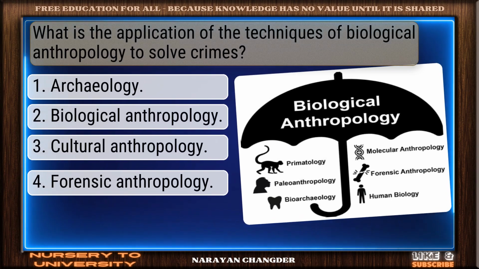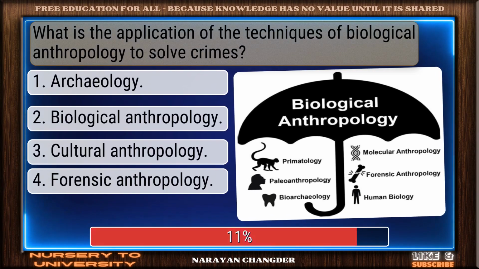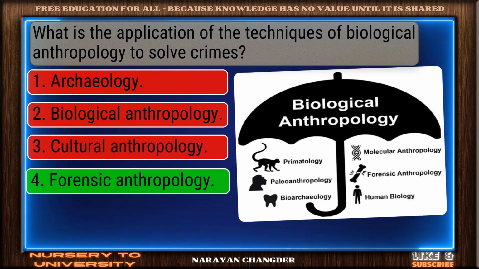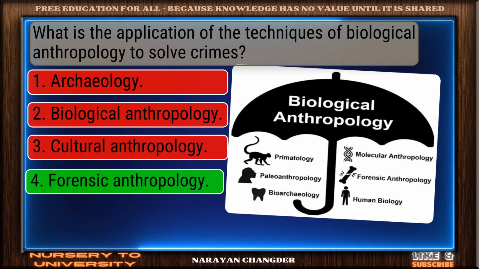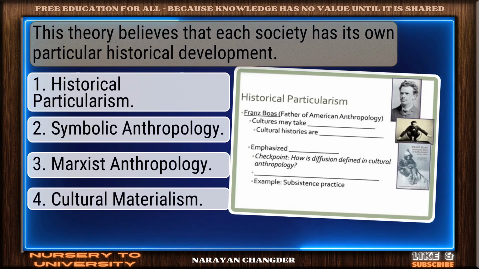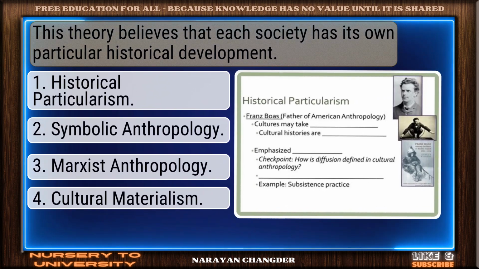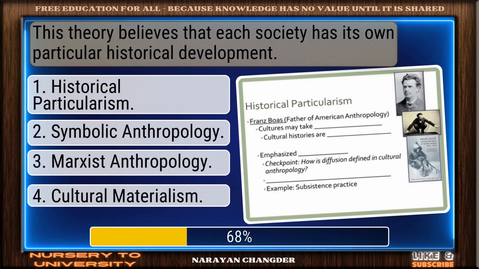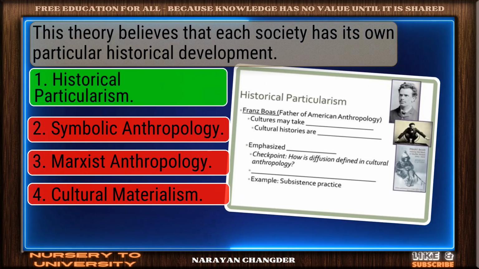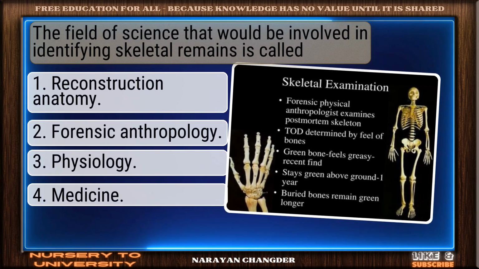What is the application of the techniques of biological anthropology to solve crimes? Smart move. Forensic anthropology is an accurate answer. This theory believes that each society has its own particular historical development. Bravo. Historical particularism is the answer. The field of science that would be involved in identifying skeletal remains is called.